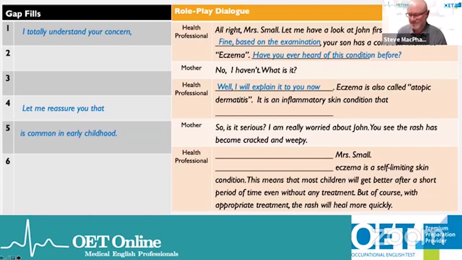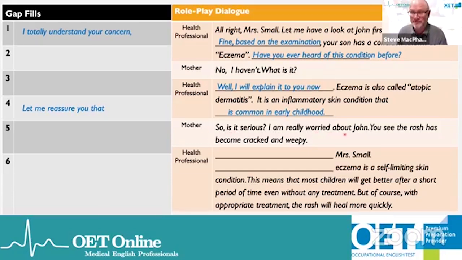Well done, Sharon. That is number 5. It's an inflammatory condition that is common in early childhood. So that's reassuring the mother, isn't it? If you said it's a rare condition, I think the mother in this case would be quite worried. But by just saying it's a common condition, that tends to ease that tension. Mother says, so is it serious?